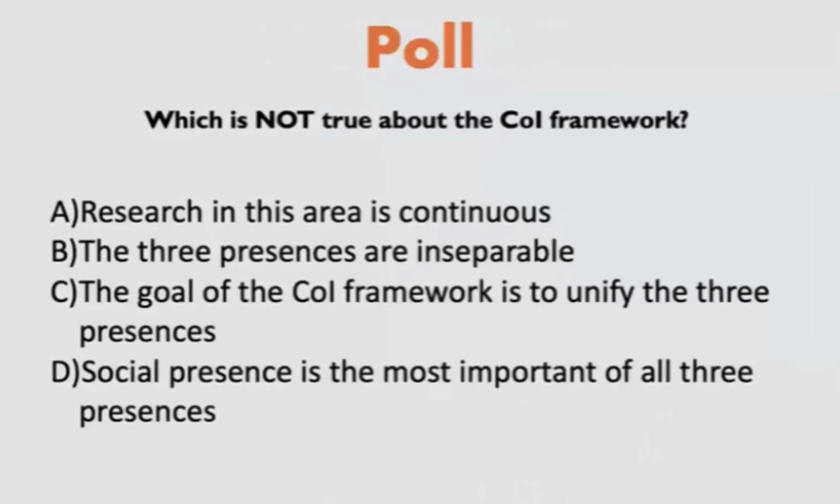Okay, so I'm going to open a Slido poll right now, and this is the poll: which is not true about the COI framework? A, research in this area is continuous. B, the three presences are inseparable. C, the goal of the COI framework is to unify the three presences. And D, social presence is the most important of all three. So I'm going to launch the poll right now, and you just have to pick the one that is not true about the COI framework.